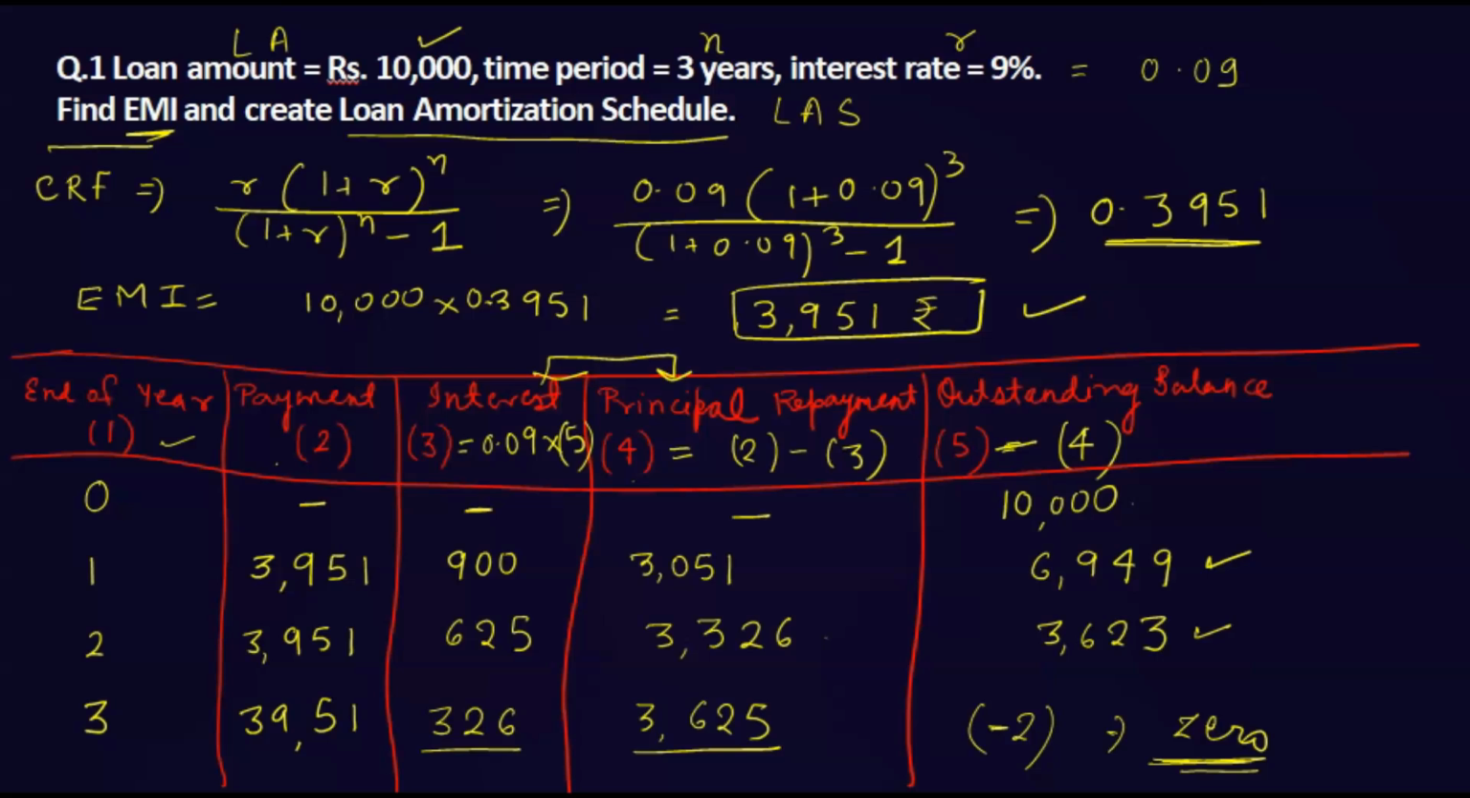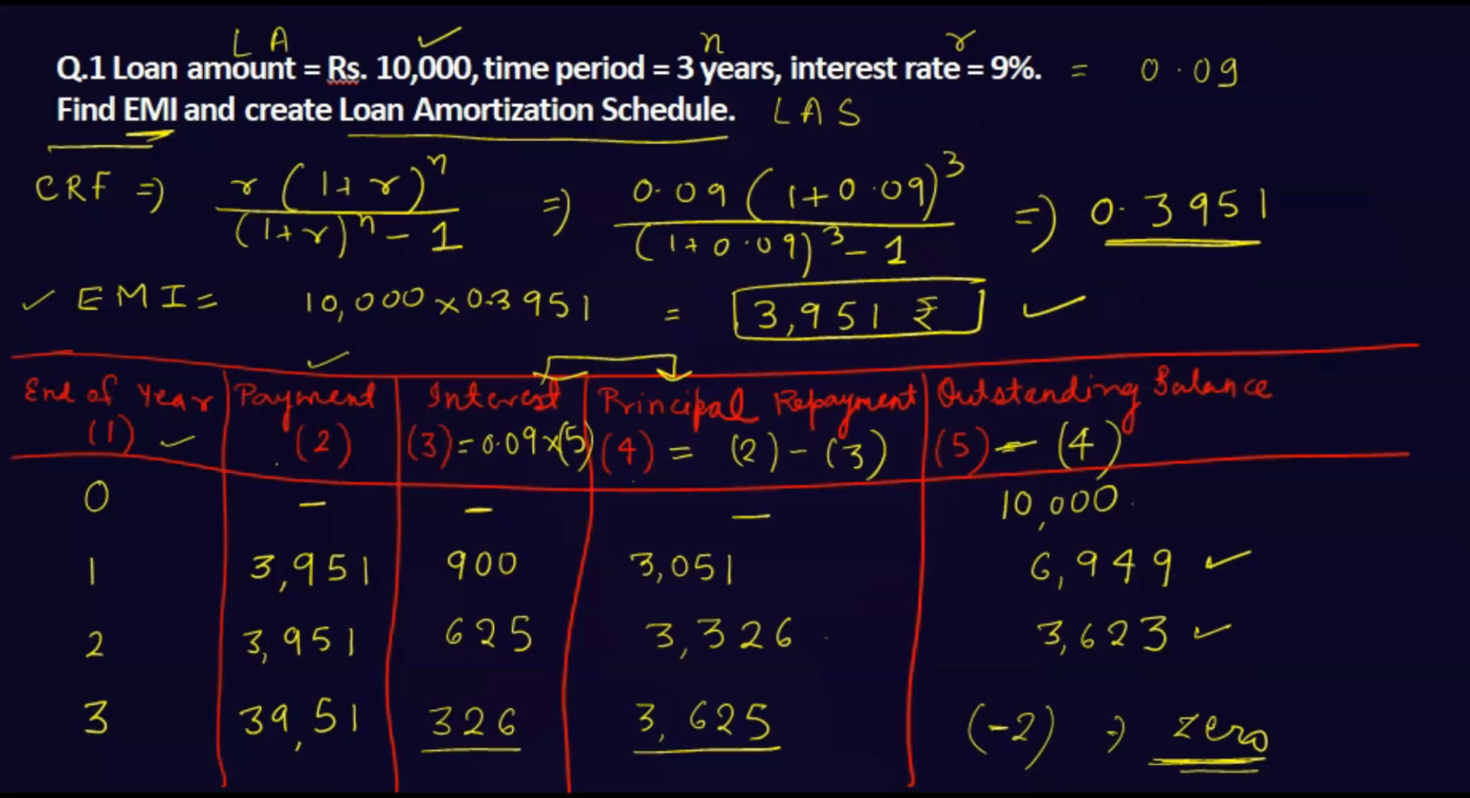So this is how we can create a loan amortization schedule. First we need to calculate EMI, or equal periodic installments, and that equal periodic installment will go in the payment column in each period. That will be same. Initially it will be nothing, 0, nil. Then interest and principal repayment is just the breakdown of this 3,951. That's what I was telling you, that with the help of this loan amortization schedule we get the breakdown of this 3,951 rupees, these equal installments.